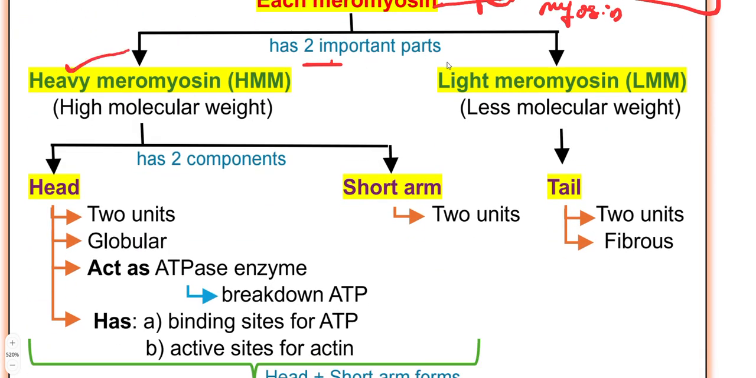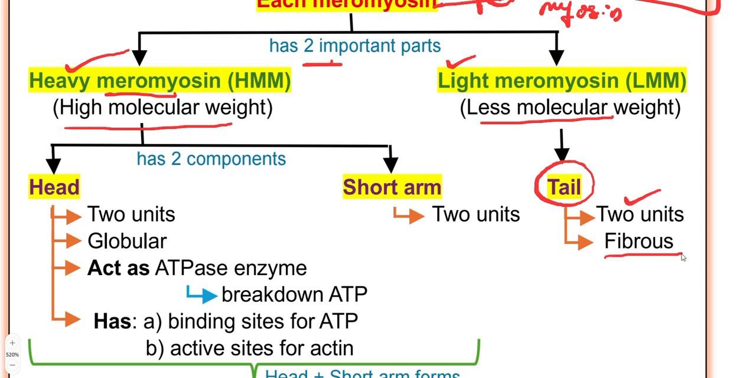I'll show you this in the diagram. First understand. Why do we call it heavy meromyosin? Because it has a high molecular weight. Why do we call it light meromyosin? Because it has a low molecular weight. Now, this light meromyosin is the tail part of the meromyosin. How many tail parts will be present? Two units will be present, and this is fibrous in nature.